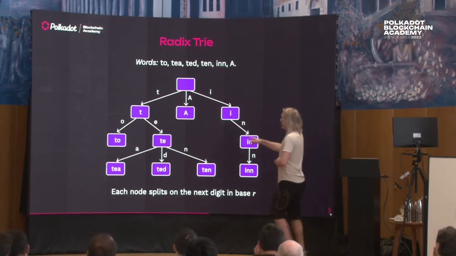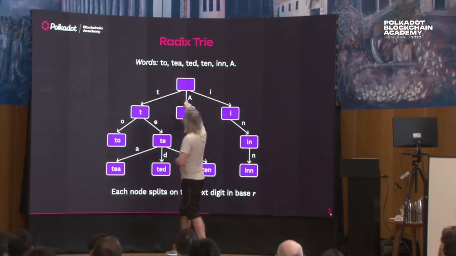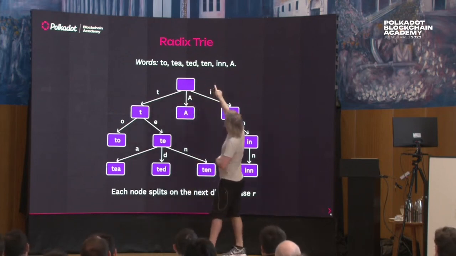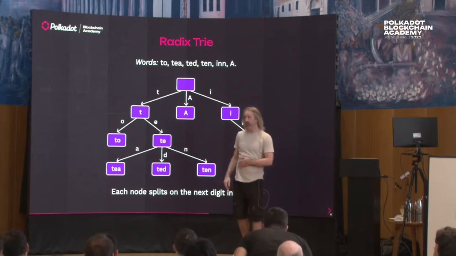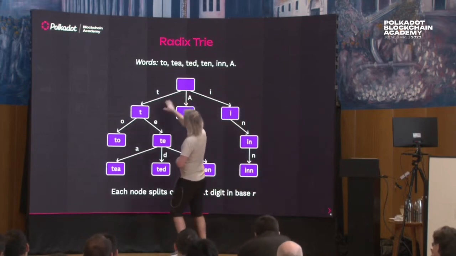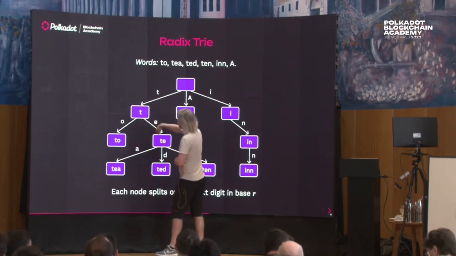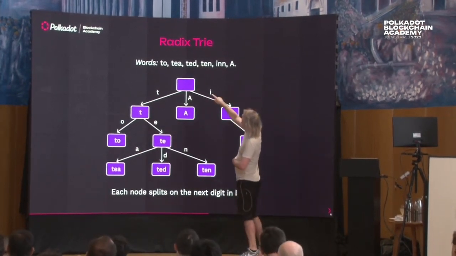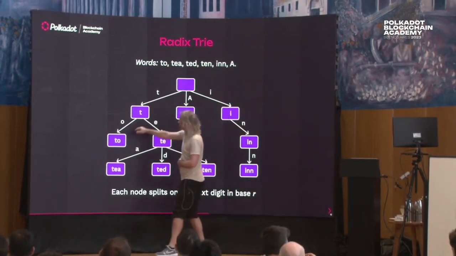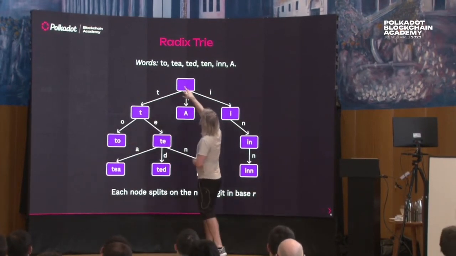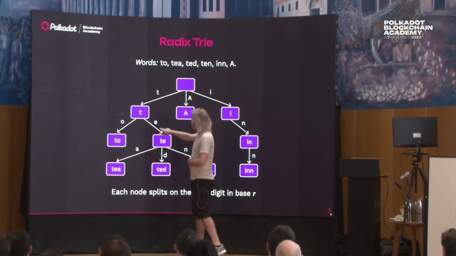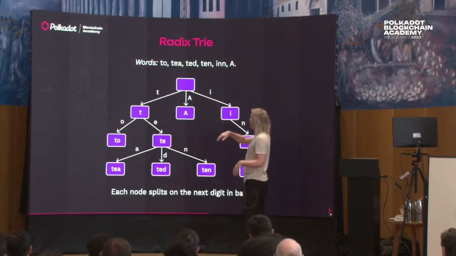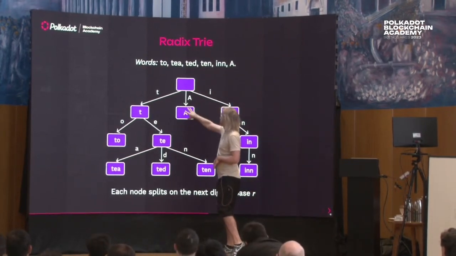Okay, so you've got T, and if you go down T, then it turns out there are four possible words there. But T isn't a word. If you go down from T, the next possible letters are O for "to", and that's actually a leaf, and then E for "te". And then you've got "tea", "ted", and "ten". Okay, easy. A is just a word on its own, so that's a leaf there.